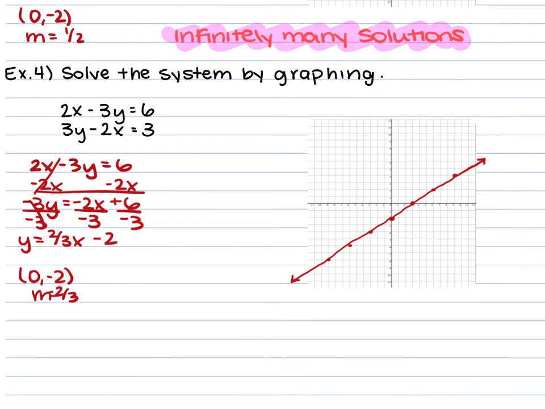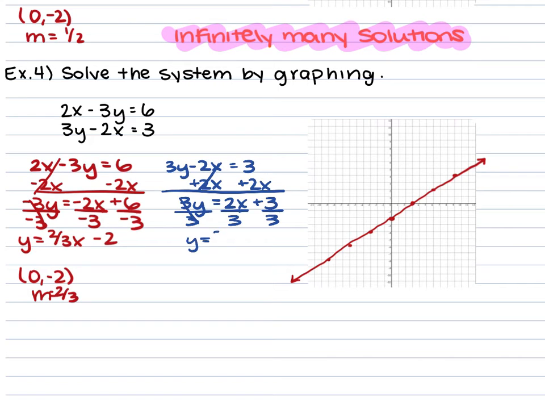From here, I'm going to take that 3y minus 2x is equal to 3, and I'm going to solve it for y. So I'm going to move that 2x over by adding it to both sides. We have 3y is equal to 2x plus 3. Then we divide each side by that 3. So we get y is equal to 2/3 x plus 1. So I'm going to have that ordered pair of 0, 1 with a slope of 2/3. You'll see here that that slope is the same.